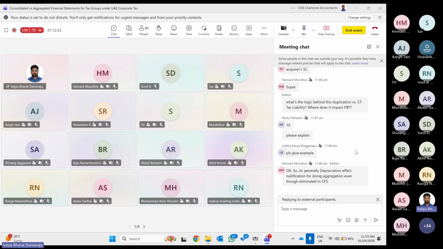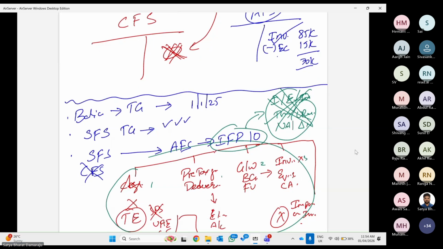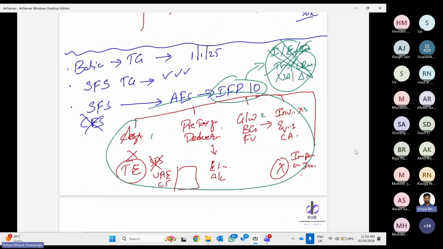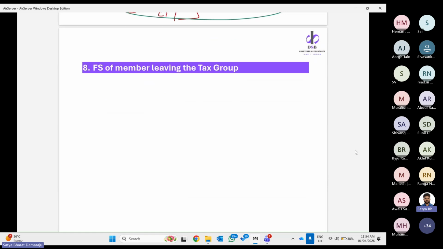depreciation on what? Now, the last one, we are talking about the investment in the subsidiary. So ECL on the investment in subsidiary, anyways, it's a participation exemption. We cannot get any kind of benefit. So they want us to eliminate here. Clear? Can we go for the last one? The FS, the member leaving the tax group.